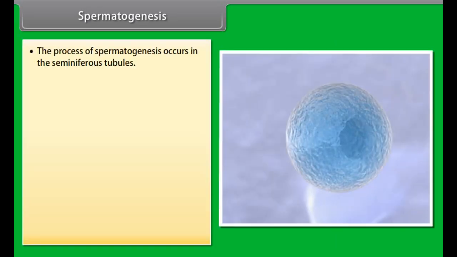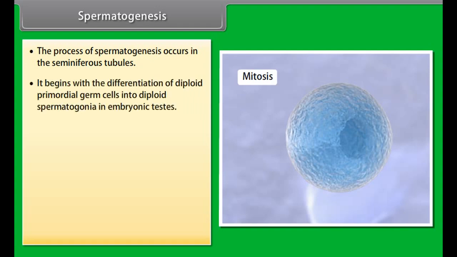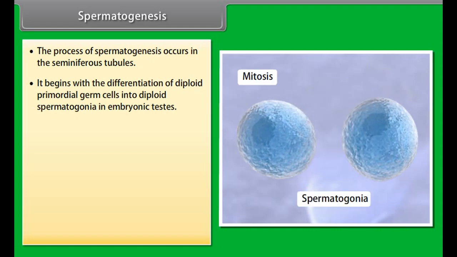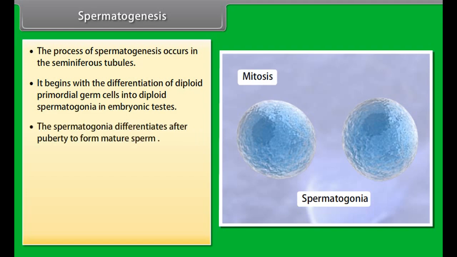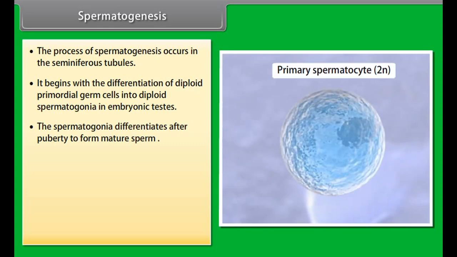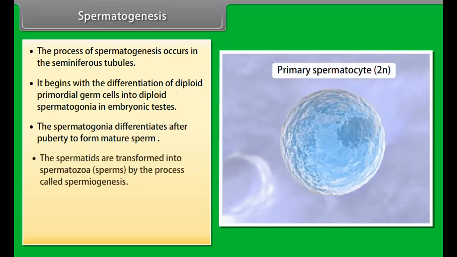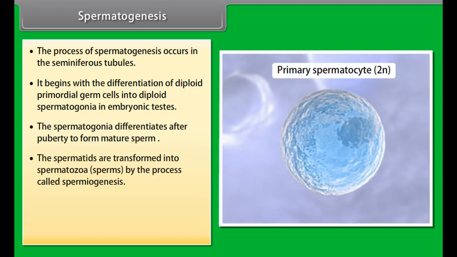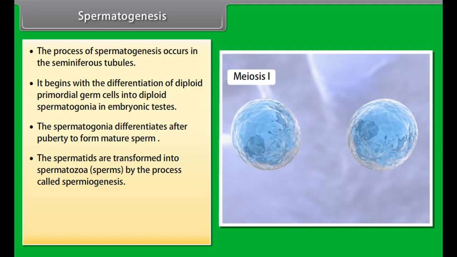The process of spermatogenesis occurs in the seminiferous tubules. It begins with the differentiation of diploid primordial germ cells into diploid spermatogonia in embryonic testes. The spermatogonia differentiate after puberty to form mature sperm as shown in the following diagram. The spermatids are transformed into spermatozoa or sperms by the process called spermiogenesis.